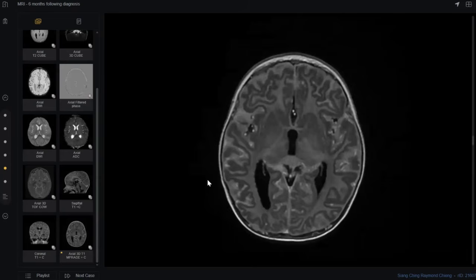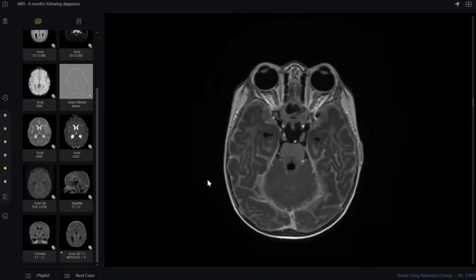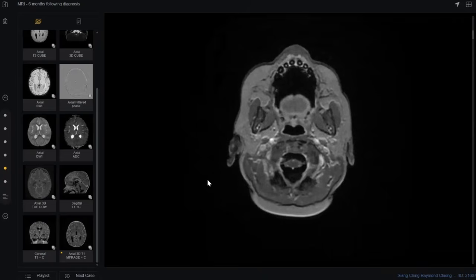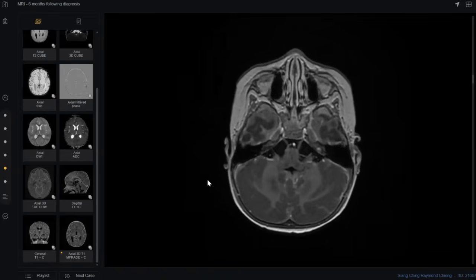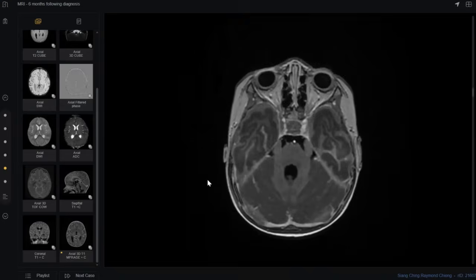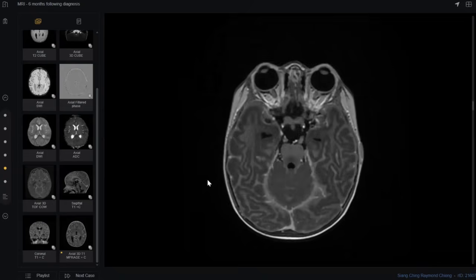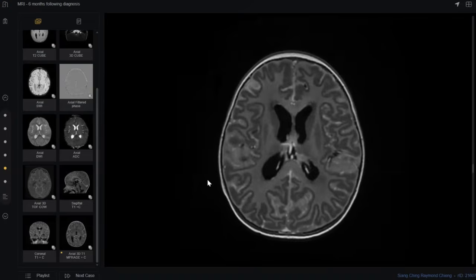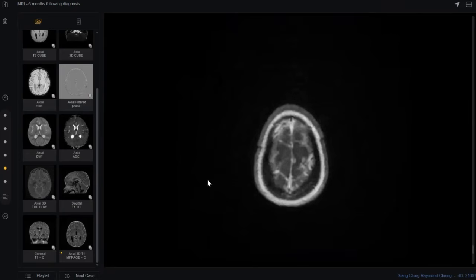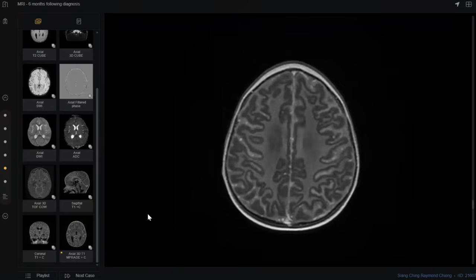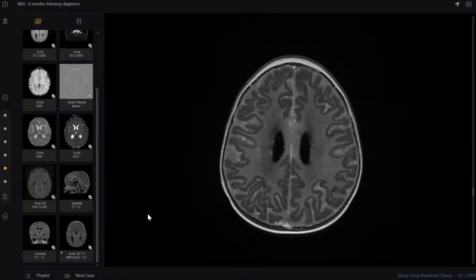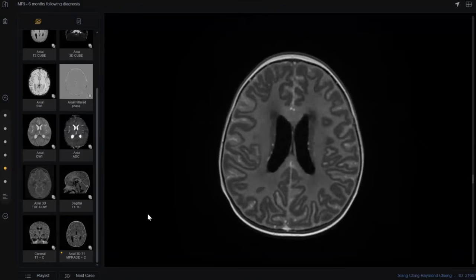This is the post contrast. Is it confirmed or not? Yes, sir. I can see leptomeningeal enhancement in the bilateral cerebral hemispheres. What else? Can you scroll again? My voice is clear? Yes, sir, I can see. What else?